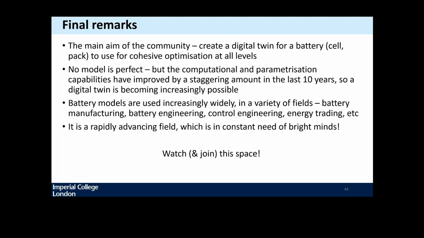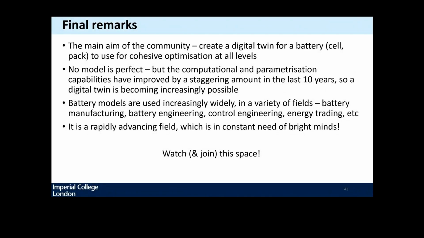So this is what a lot of the community is currently working on. There isn't currently an ideal solution. We don't have a perfect model that can tick all the boxes. And usually the more comprehensive a model is, and the more physical it is, the more computationally and parametrization intensive it is. And so there is a lot of scope for new bright minds to come into the community and to solve a lot of the problems that exist.